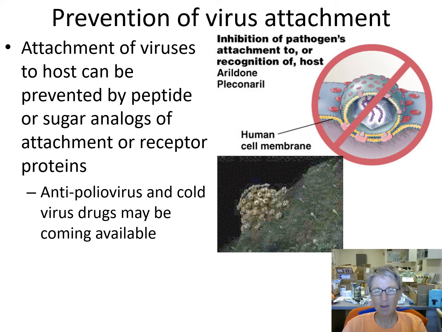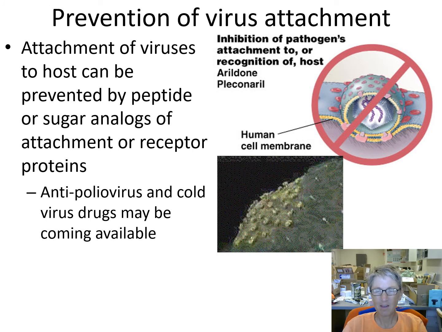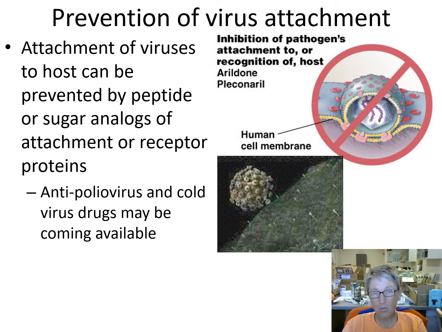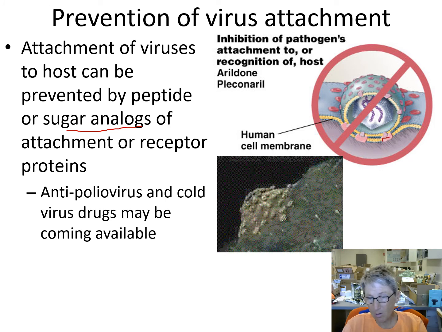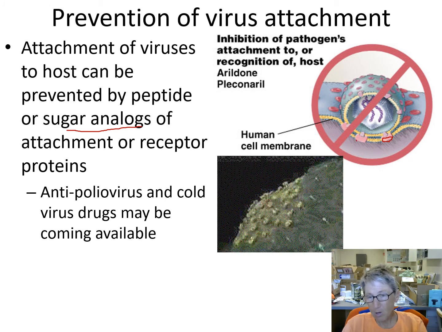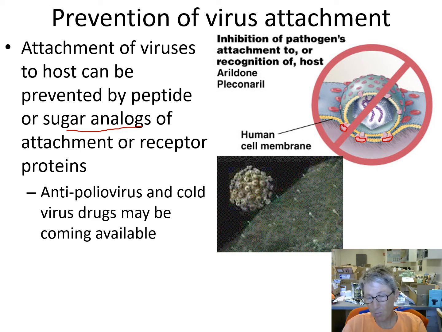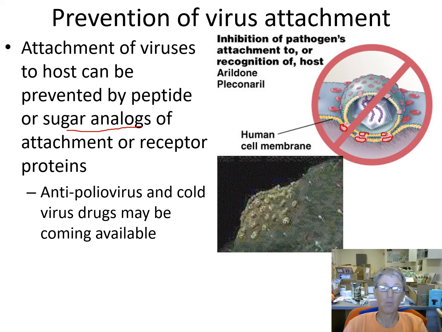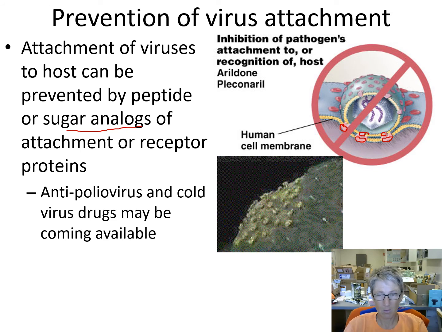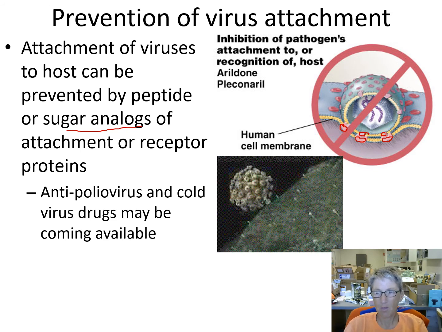Attachment, oh look at that, it's moving. The virus is getting in. It's pretty cool. Attachment of virus to the host can be prevented by peptide or sugar analogs of attachment or receptor proteins. So here's the receptor protein on the plasma membrane of the host cell, and then the receptor proteins are here on the virus. So if you prevent the virus recognizing the host, then you prevent viral entry.